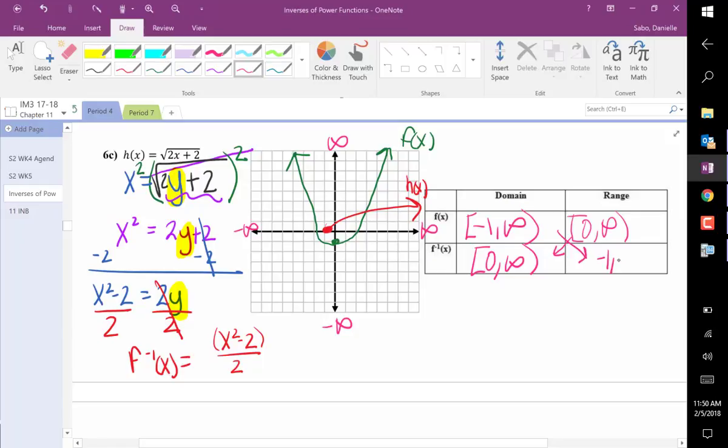Here, negative 1 to infinity. And here's why it has to be that way. You're probably like, well, why did we do that last time? I totally get it. But technically, mathematically, when you're taking the inverse of something, you have to restrict the domain. You have to. So can you tell me what piece of this green parabola matches this inverse?